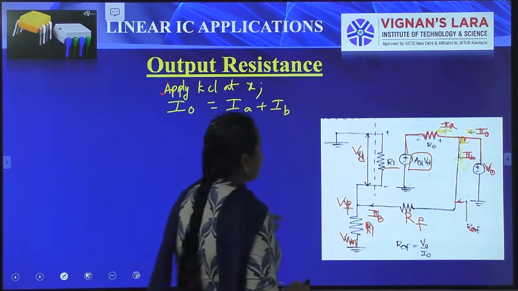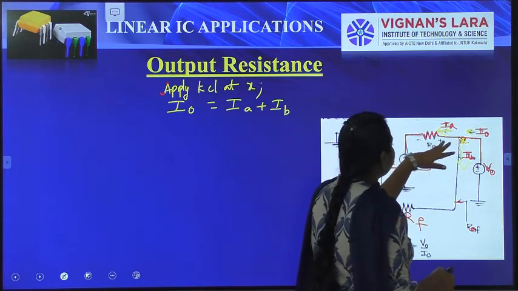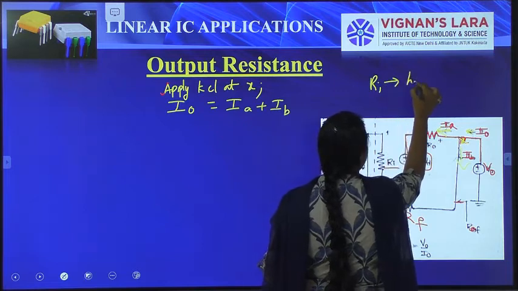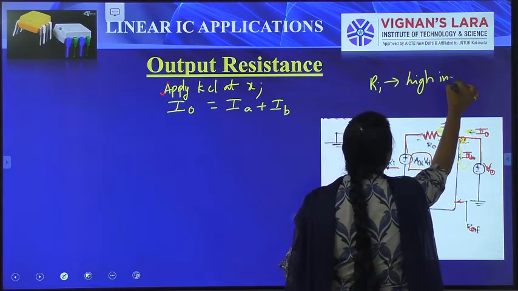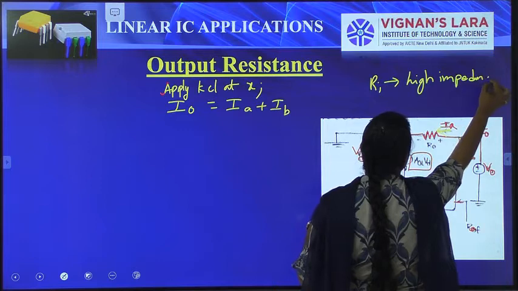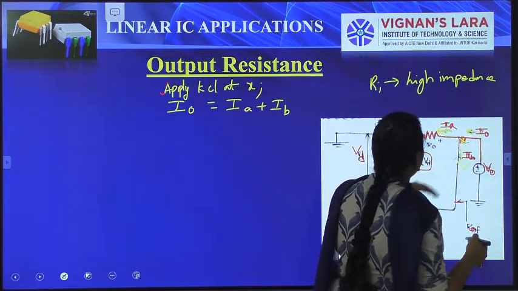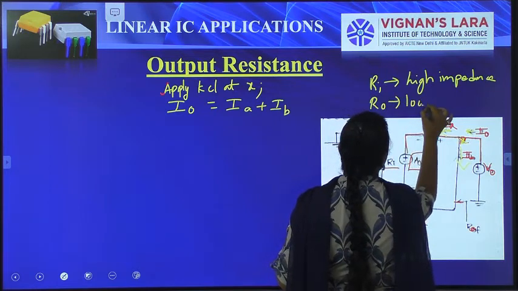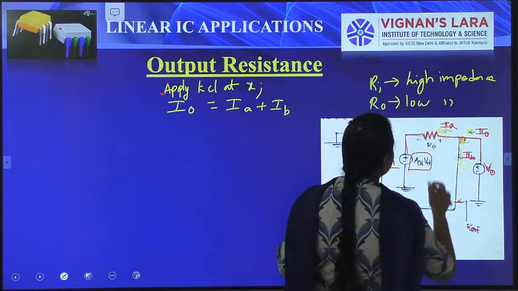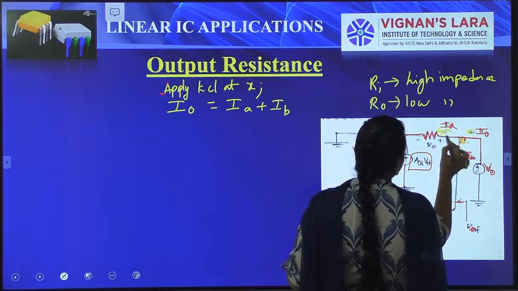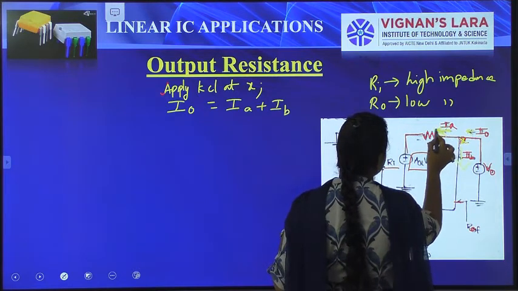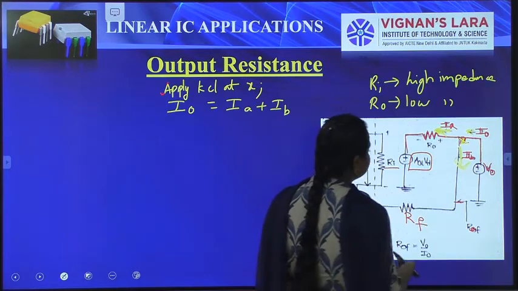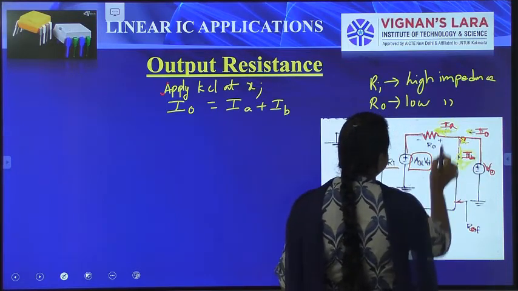See here, IB is smaller than IA. Why? Because the input resistance RI has a high input impedance compared to R0, and R0 has a low impedance. So the current entering through the input has a high priority. That means the input resistance has high priority compared to the output current. Therefore IB is smaller than IA.